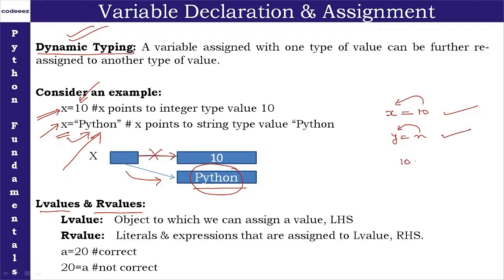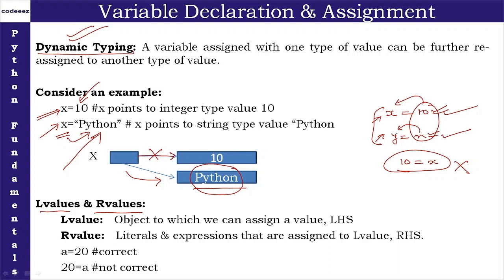But if we write something like 10 equals x, is this a correct statement? No. It means that the left hand side will always be a placeholder where you can store some value. The right hand side can be a constant and can also be a variable which is having some value that will be stored in the left hand side, right? So this is what is known as L value and R value.